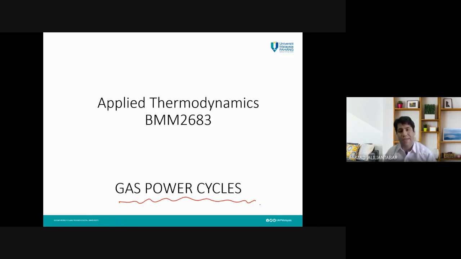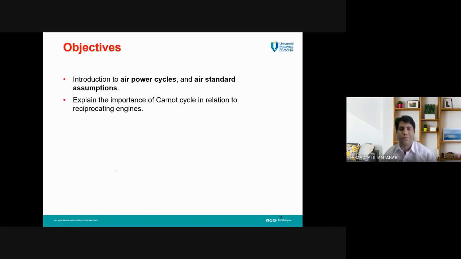Today's session is according to CO1, CO2. Generally it is about CO1 because we are going to discuss some definitions and some discussion. We are not going deep into the evaluation. So today's session is more about CO1. We will introduce air power cycles, especially in this chapter. We will discuss air power cycles.